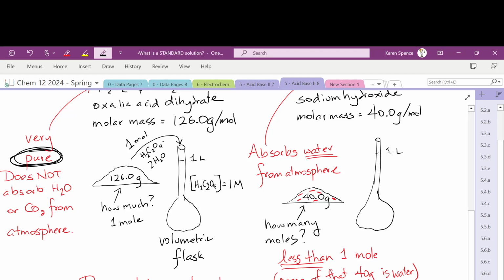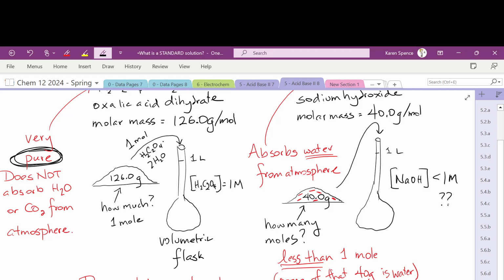Is sodium hydroxide a primary standard? No, because it's got stuff in it. If I take this and put it in here, what's the concentration of NaOH going to be? Less than 1. It's going to be something less than 1 molar, and we don't exactly know. Can you think of a way that we could find the concentration of the NaOH? We can use an indicator and do a titration.